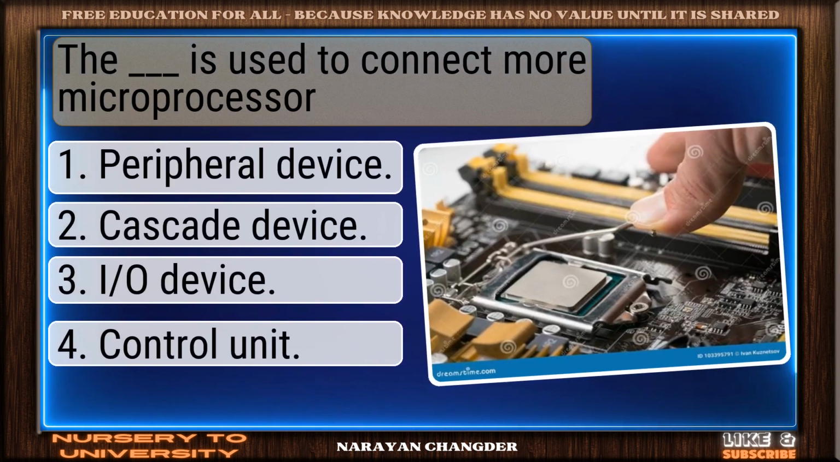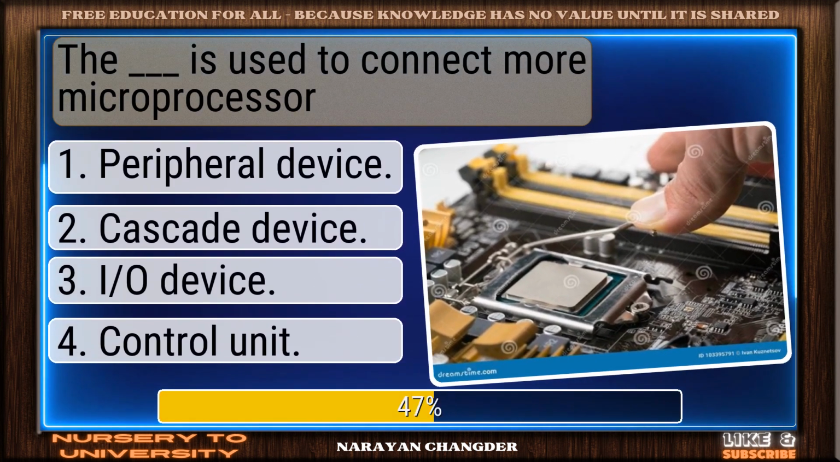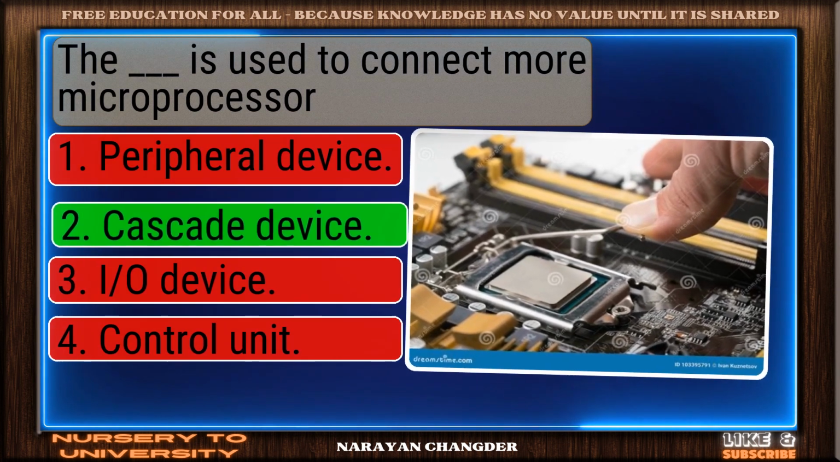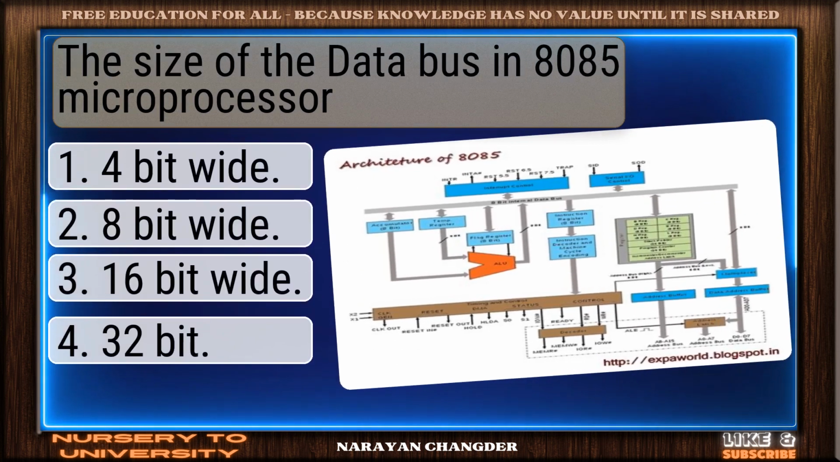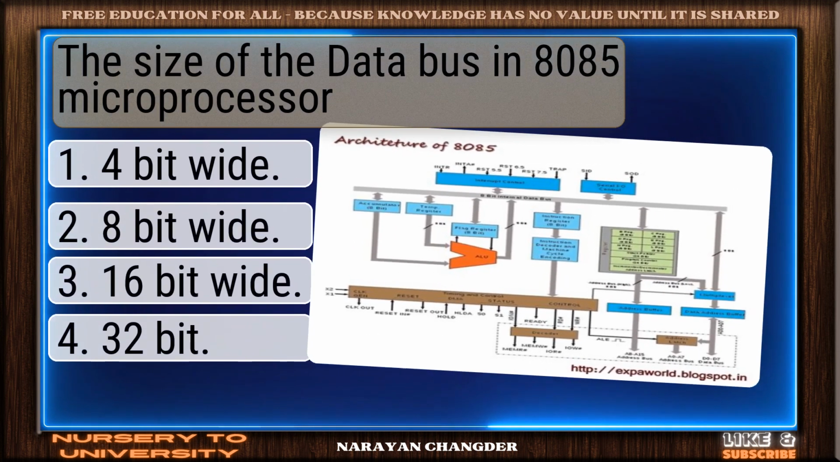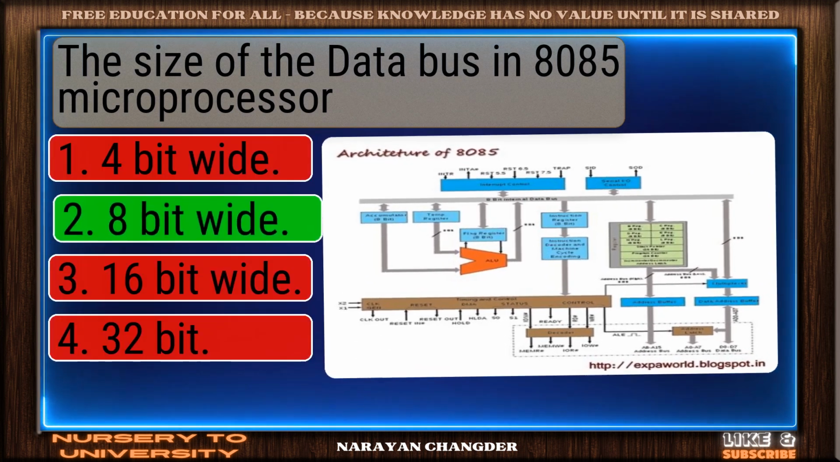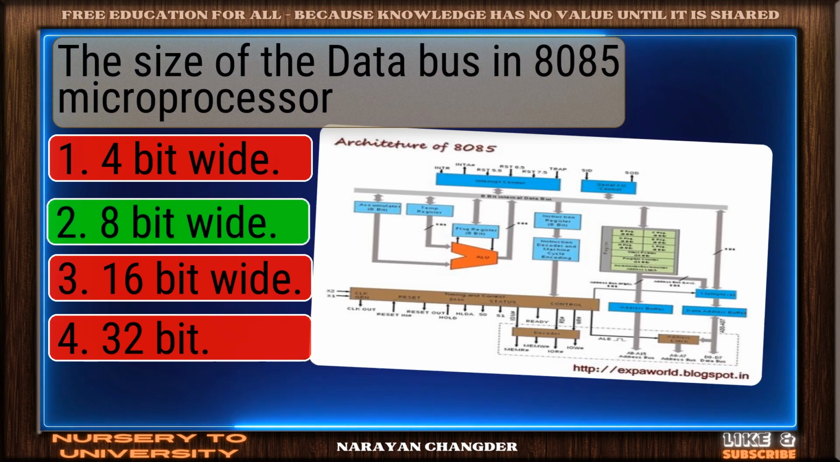Question number 7. The dash is used to connect more microprocessor. Nice work. You chose Cascade device, and it is correct. Question number 8. The size of the data bus in 8085 microprocessor? Well reasoned. 8-bit wide is the correct choice.